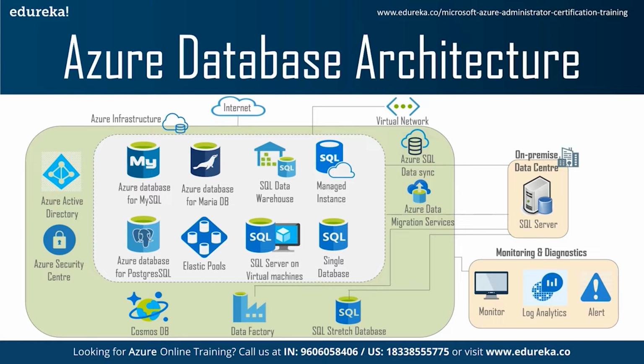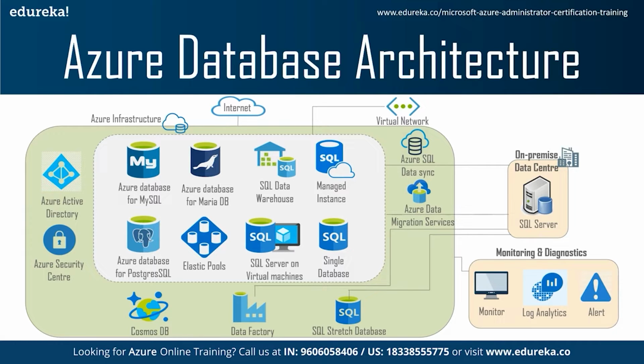Then there's Azure Security Center. All the databases that exist in Azure need to be secured, and we also need to accept connections only from known origins. For this purpose, all these database services come with firewall rules where we can configure from which particular IP address we want to allow connections. We can define those firewall rules to limit the number of connections and also reduce the attack surface area.